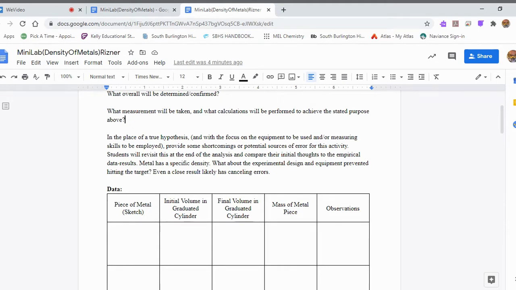The one thing I would say, if you're looking at your graduated cylinders, you'll notice that there are bubbles in the water. And so those bubbles might be adding to the volume, and when the bubbles float to the top, it might be affecting your volume aside from just putting the piece of metal in.